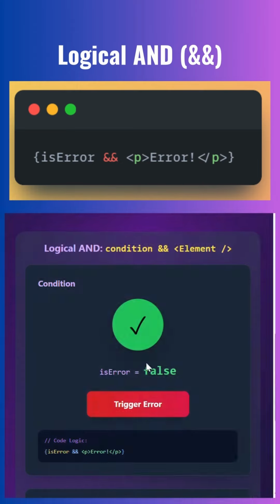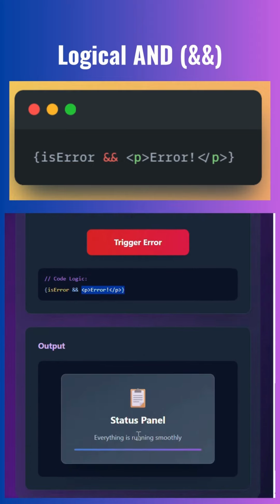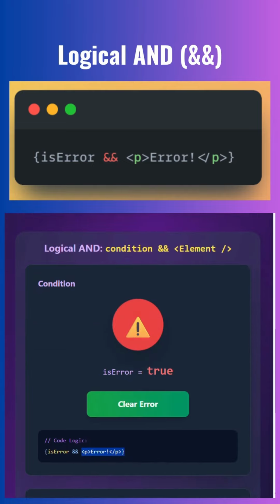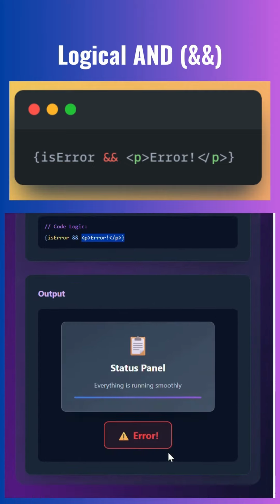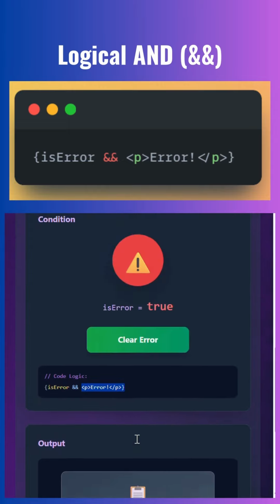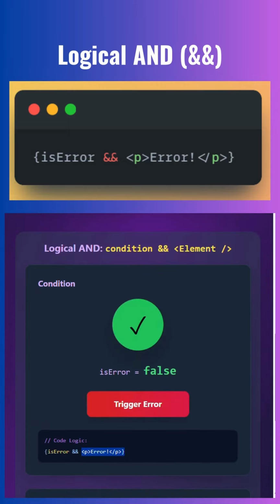With the logical AND operator, React renders something only when the condition on the left is true. It's a simple way to show optional UI. For example, if you write isError && <p>Error</p>, React will display that message only when isError is actually true. If the condition is false, React simply ignores the element. This makes it perfect for showing alerts, warnings, or any small piece of UI that should appear only when needed.